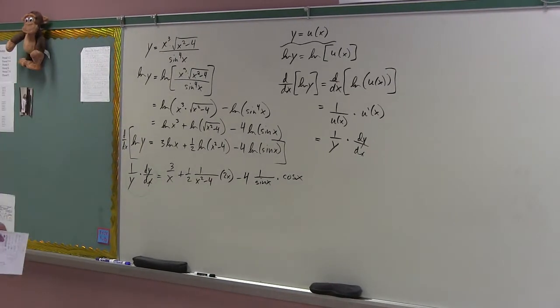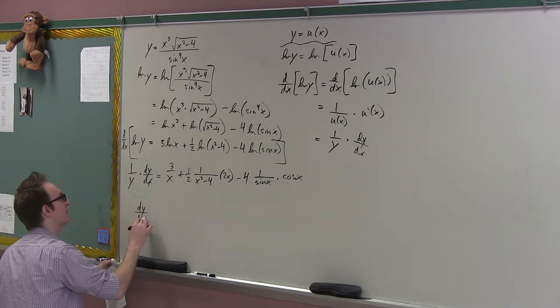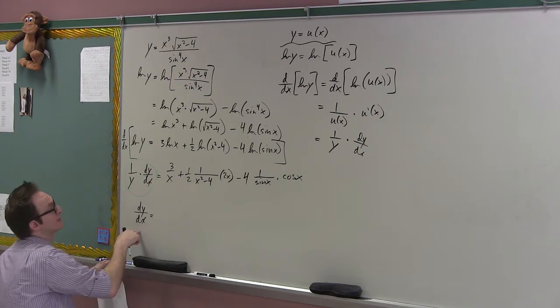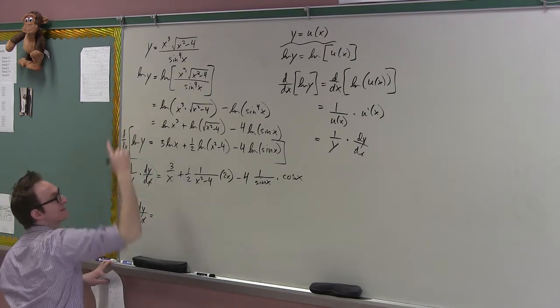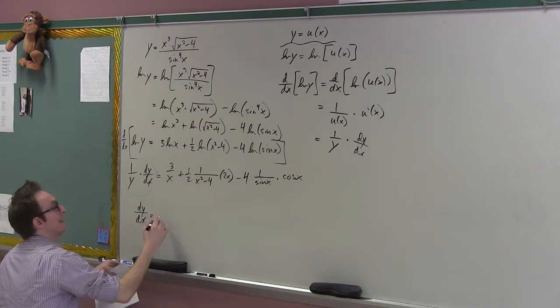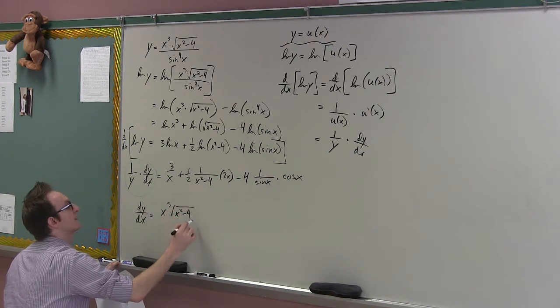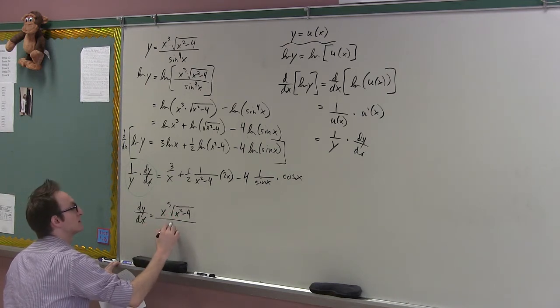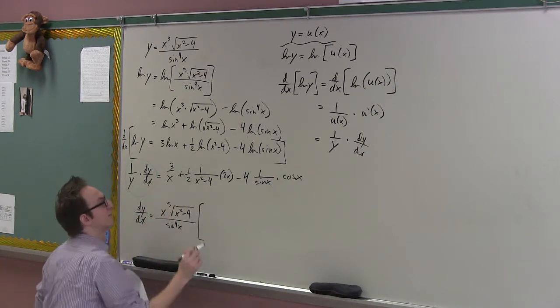So anyway, what's so awesome about this is now, what is dy/dx? That was my goal, after all, to figure out what dy/dx was. Well, now I multiply both sides by y. What's y? Well, it's that. And so I end up with x cubed root x squared minus 4 over sine to the 4th x, and then times all this stuff.